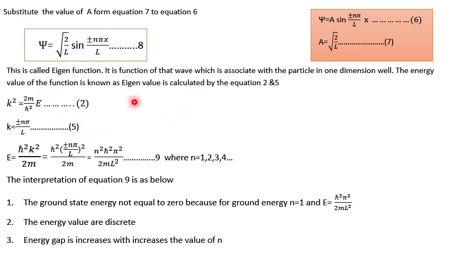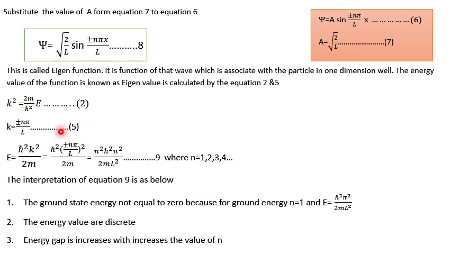The eigenvalues, meaning the energy values which are associated with this particle, are given by equation number 2. So what is our equation number 2? It is k square equals 2m over h cut square multiplied by E. Because eigenvalues are the energy values, that's why I calculate E with the help of this equation. So what is the value of E? E is equal to, we multiply the value of h cut square with this k square, so we get h cut square k square by 2m.